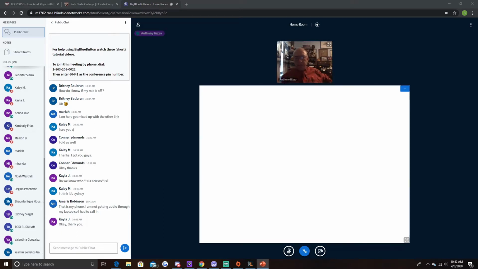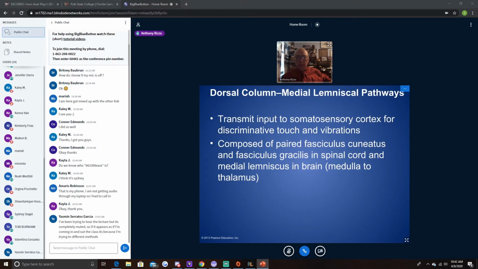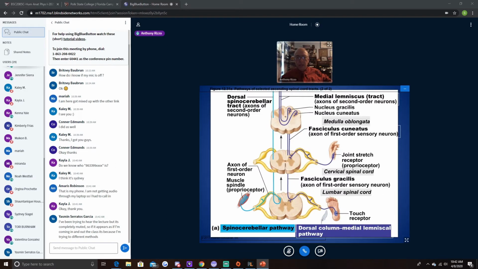And I think the easy thing for me to do is to just show you a picture, and that will help you to understand. So let's look at this touch receptor in the bottom of this foot.